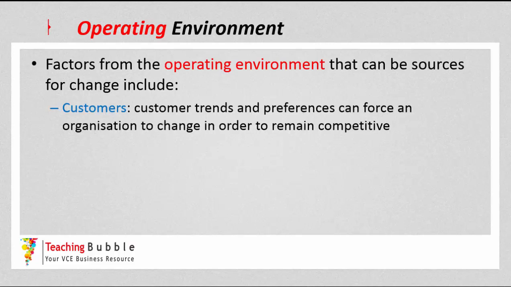Now, the operating environment are the things that the organisation has some control over, and they have a direct impact on the organisation, but they don't have full control over these. So these can be sources of change. First of all, customers. Customer trends and preferences force organisations to change in order to remain competitive. They need to stay up with those types of customer trends.